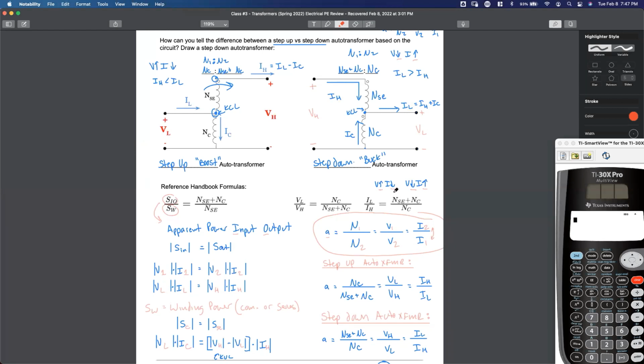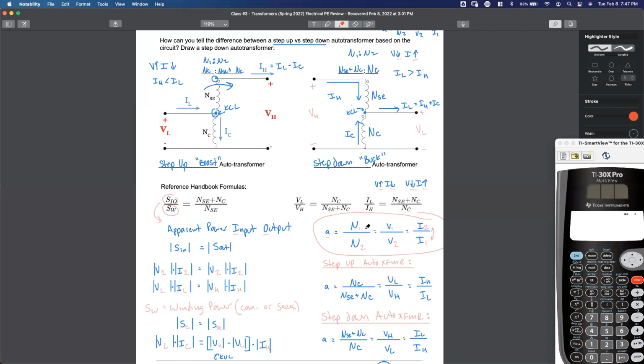Joshua said, why does S series equal S common? Good question, Joshua. That's how autotransformers function. Long derivation that we don't have time for, unfortunately, tonight. But the same amount of power will exist in both. And here's a good question. Notice that your voltage polarities and your current direction are opposite compared to the voltage across the coil and the current flowing through the coil.